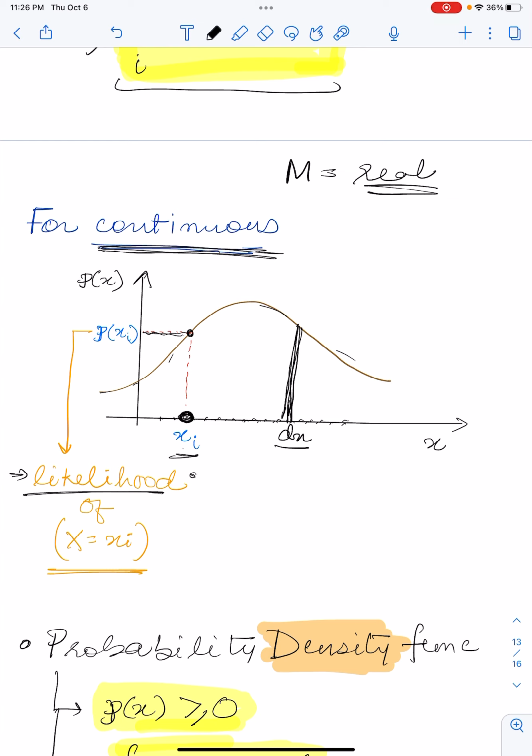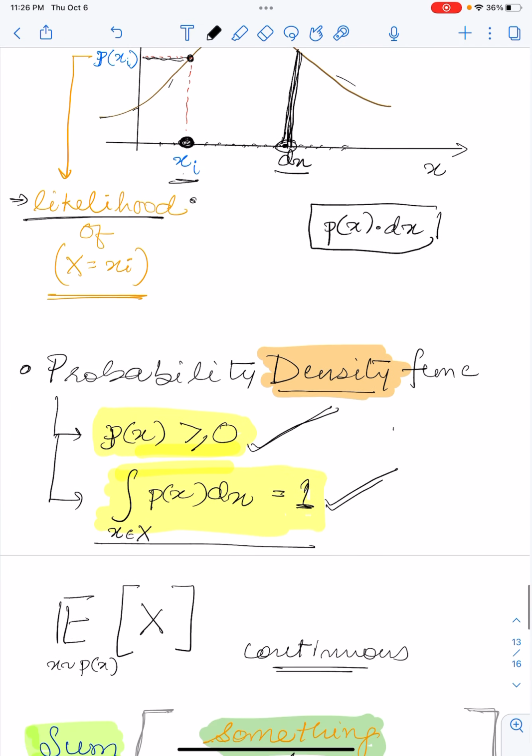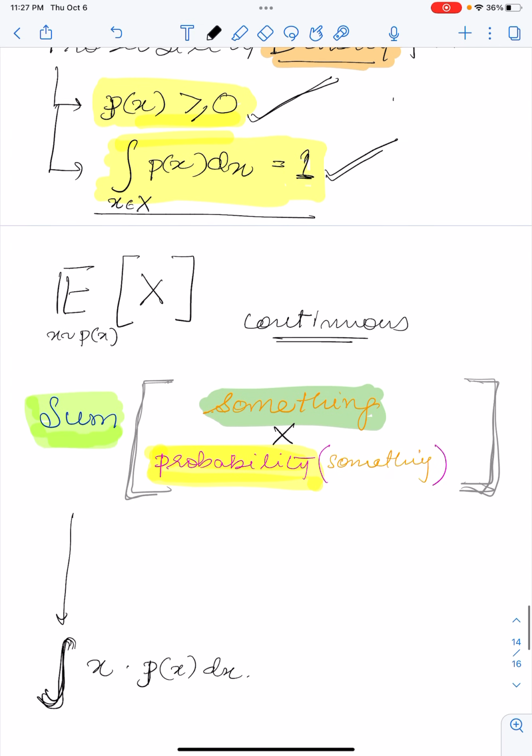So if we want to say what is the probability of lying within this small region, that would be p of x times dx. And this is known as the probability density function. It is more than 0, but it could be more than 1. And if we sum them all, we will get 1. So the area under this curve is always equal to 1.